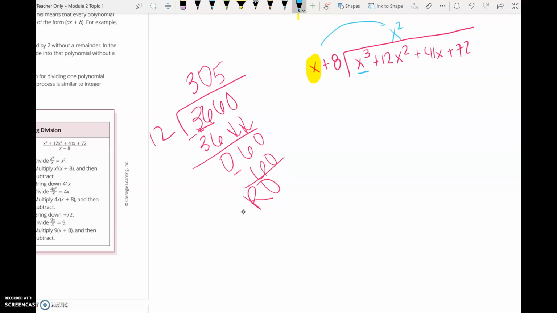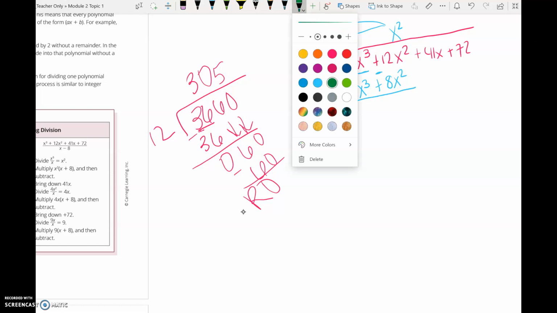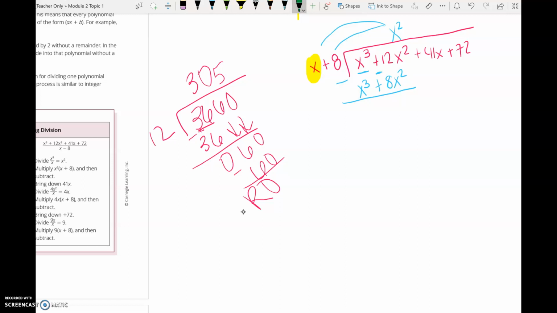I'm going to distribute. I'm going to do x times x squared is x cubed. X squared times 8 is 8x squared. And I'm going to subtract. That's very important. I'm subtracting. X cubed minus x cubed goes away. That's what we want. 12x squared minus 8x squared is 4x squared. I'm going to bring down my next term.